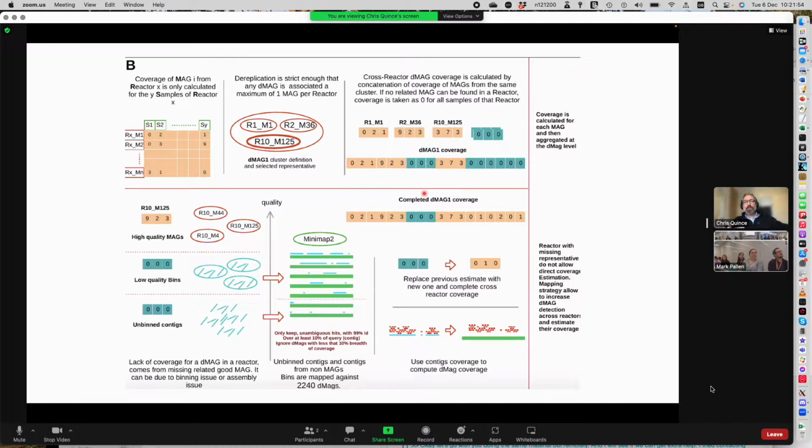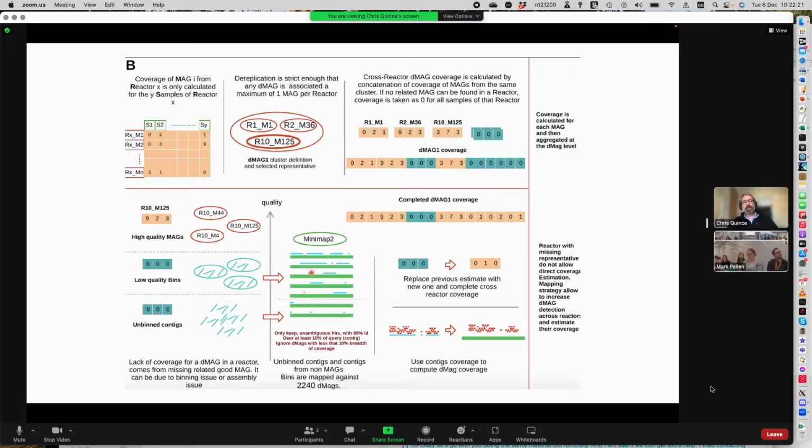So how do we deal with this possibility that the MAG was there, but it wasn't actually successfully binned and evaluated as a MAG? What we do is we use one of these mapping algorithms, EMAP. We take all the contigs which weren't put into MAGs in a reactor, and we map them against our database of MAGs.